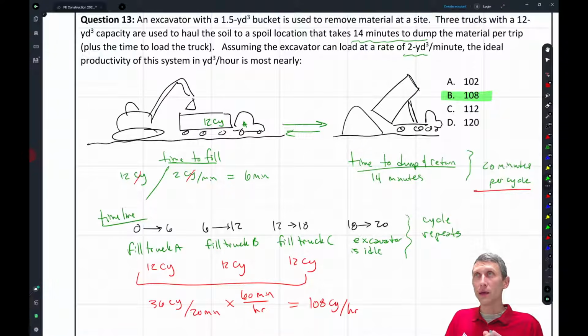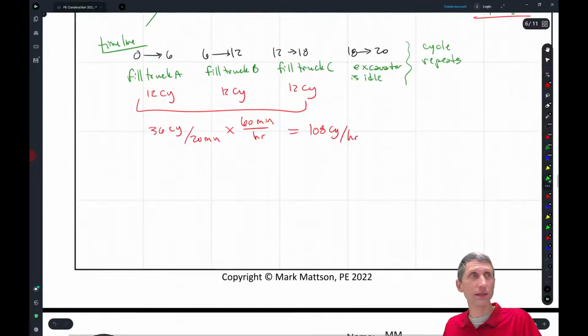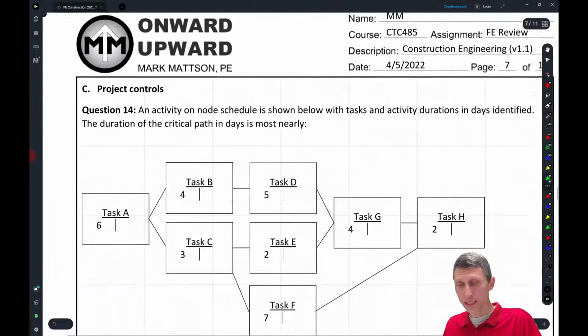If you haven't seen that set of NCEES sample questions, definitely take a look at them. I think NCEES has them on their website. It's worth looking at to see how they're set up. All right, so this is cool. Let's keep going. Question number 14.